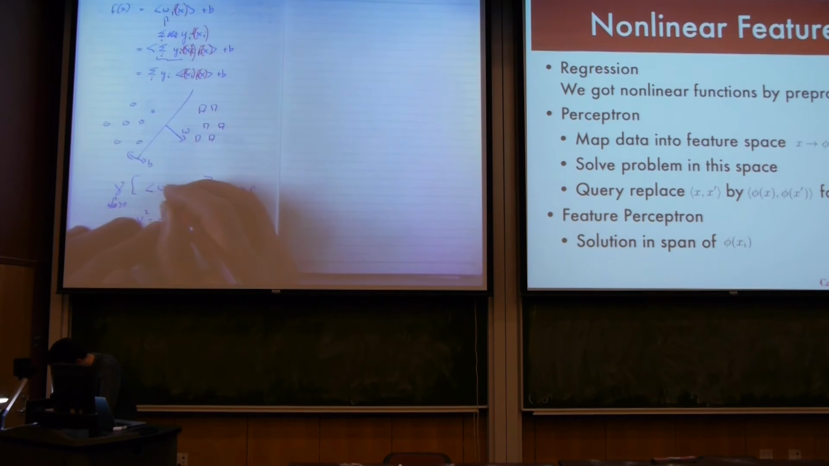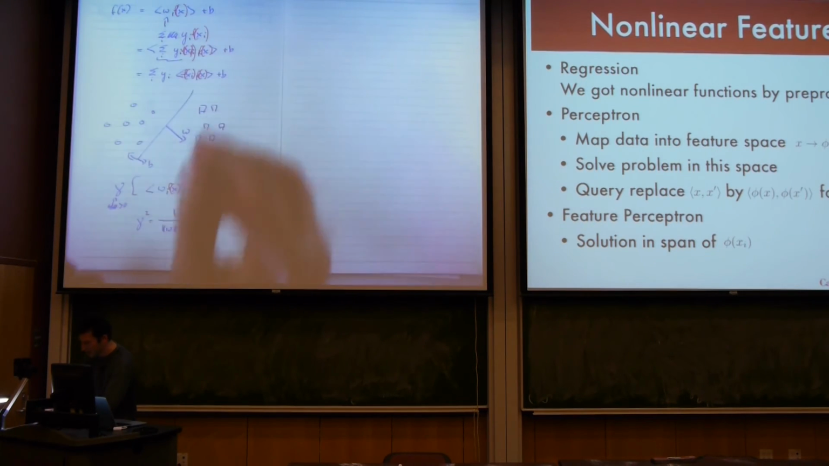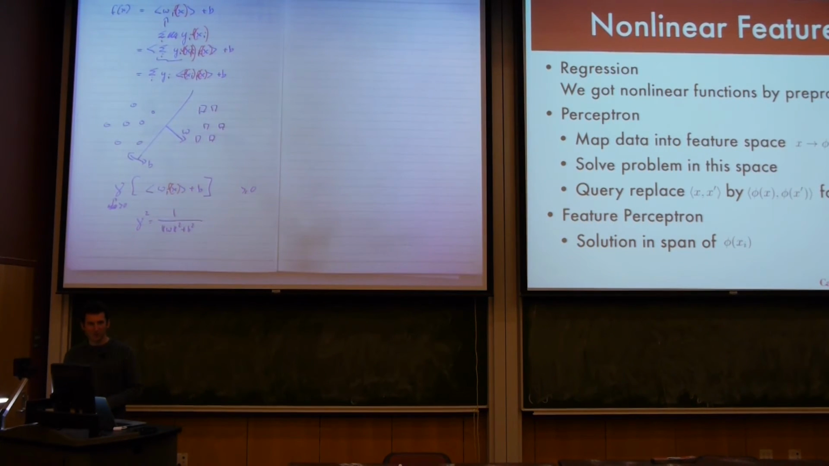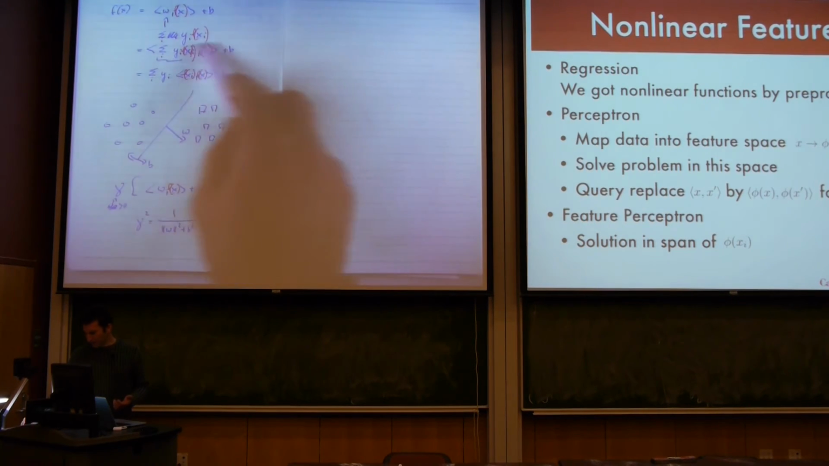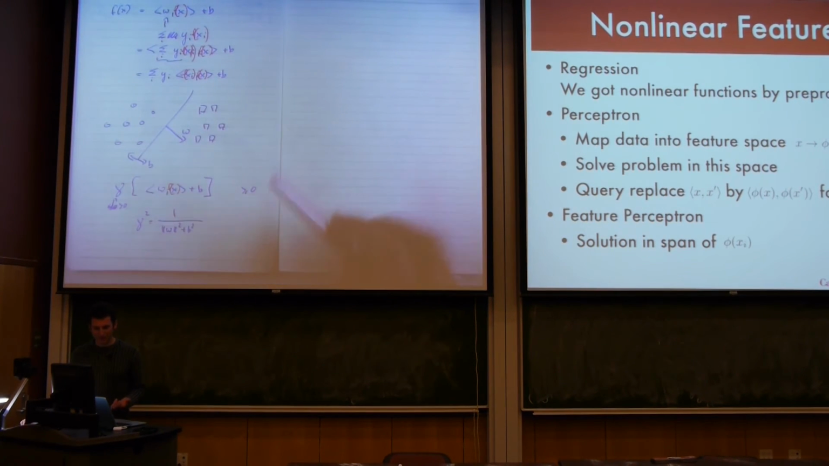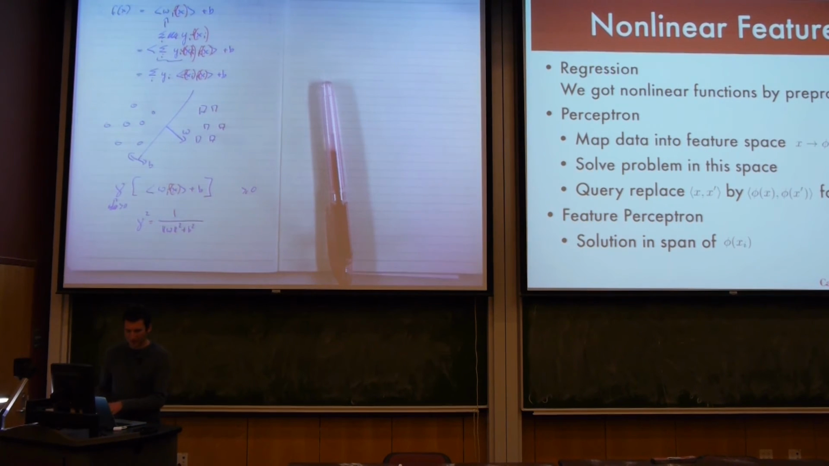And then, so this is the only difference to running the Perceptron in the original. We just replace all the xi with phi. As simple as that. Well, it's as simple as that in hindsight.